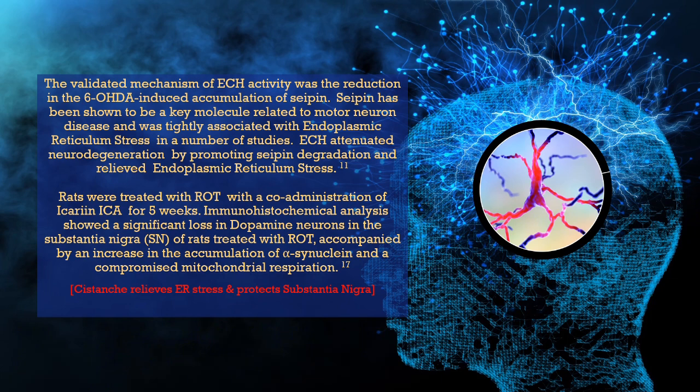To investigate the effects further, rats were treated with the neurotoxin ROT and co-administered with the test compound for a duration of 5 weeks. Immunohistochemical analysis revealed a significant loss of dopamine neurons in the substantia nigra of rats treated with ROT. This loss was accompanied by an increase in the accumulation of alpha-synuclein and compromised mitochondrial respiration.